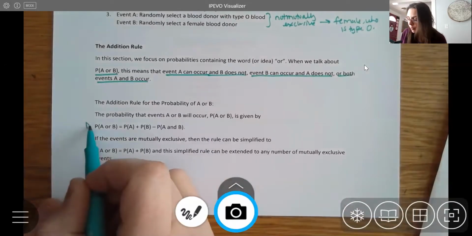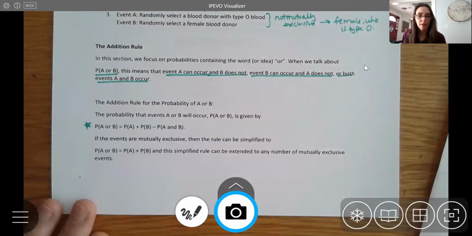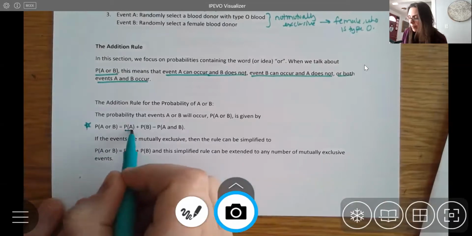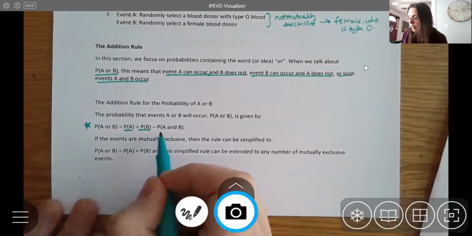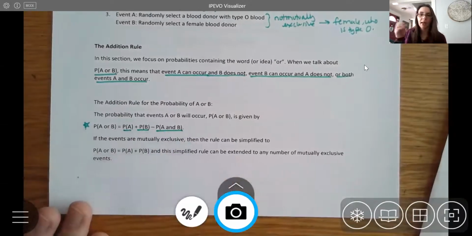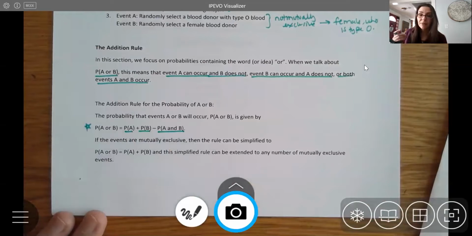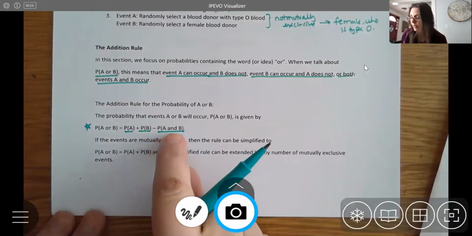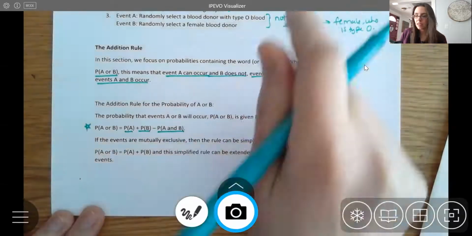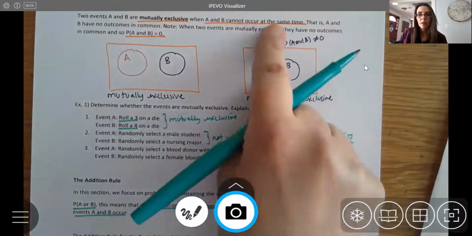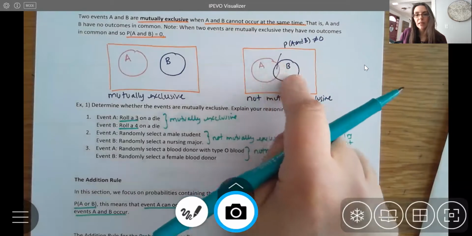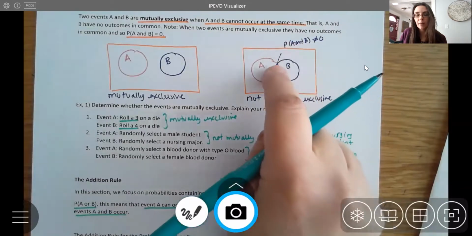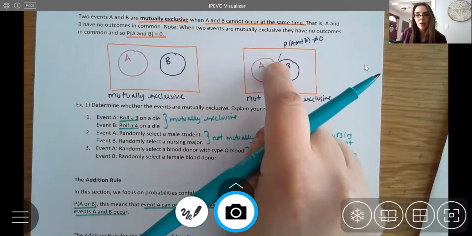So the general formula for calculating an OR probability is that we add up the probabilities of each individual event and we subtract the overlapping region if there is one. So if there is an overlapping or intersecting region like this here, what we do is we take the probability of A, we take the probability of B, and then we subtract out the probability of this overlapping region occurring.